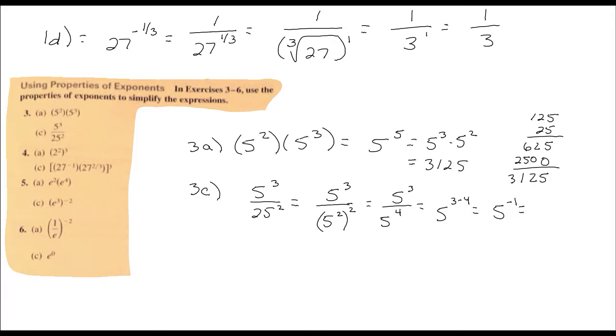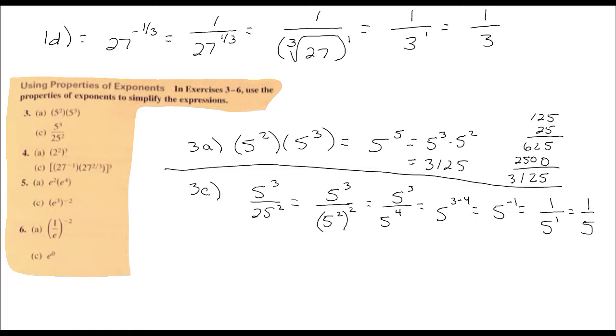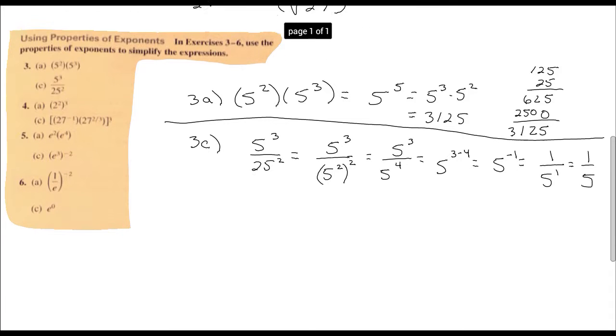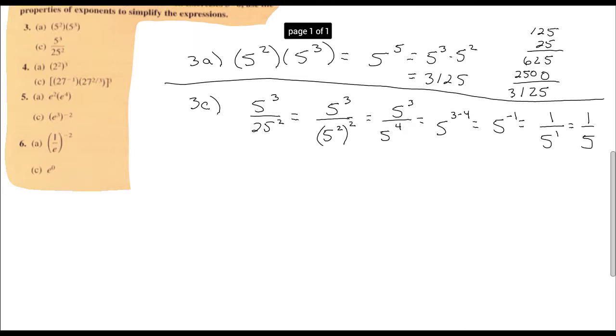And like in an earlier exercise, to get rid of that negative exponent, I can write it as 1 over 5 to the positive 1, or just 1/5. Okay, so 5 cubed over 25 squared is 1/5. Okay, let's see, for A, 2 squared to the 3rd power, which means, okay, power raised to the power, so 2 to the 6th power.